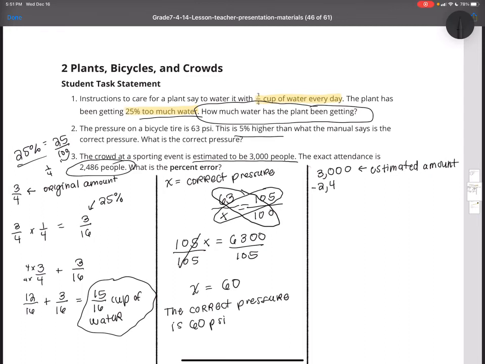okay, and then I want to subtract those two numbers. Okay, so they're about 514 people off. Okay, so I want to put, what's the amount of people that showed up? The amount of people that showed up is 2,486 people. And I want to put how much they were off by.